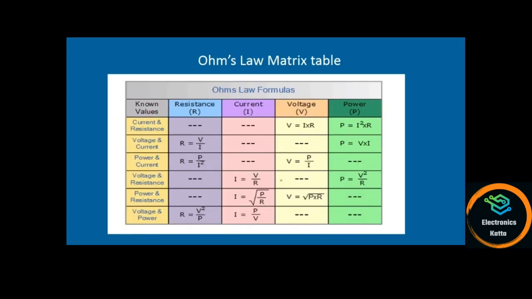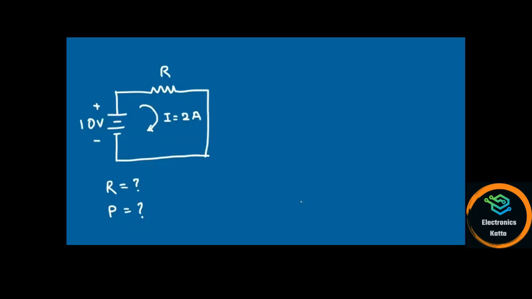Likewise, if we know power and resistance in the circuit, then we can find the current as the square root of P divided by R, and the voltage as the square root of P into R. So in this way, if we know any two of the quantities, we can find the other two. Let's take an example based on this relationship.